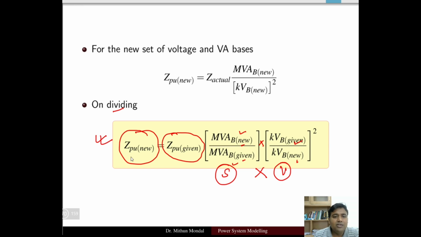So Z per unit new is equal to Z per unit given multiplied with MVA base new by MVA base given, into kV base given by kV base new whole square. So in this way we can obtain the base changing from the old base to the new base.